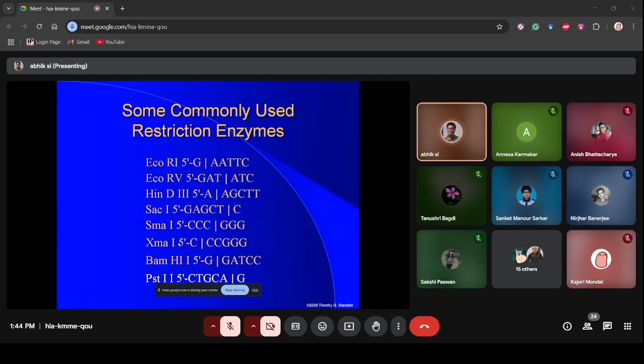You tell me, after treating with these restriction enzymes, which can make sticky ends? Just give the answer in yes or no. Who will make sticky end? EcoRI, will it make sticky ends? If I cut a DNA molecule with EcoRI, the TTC end will create sticky end. So it will make sticky end. Okay, very good.